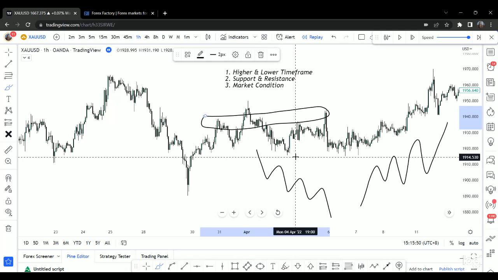Third point is basically market condition. Do not try to identify the direction of a market, or try to sell resistance, buy support without understanding the condition. Because if the market condition is presenting range bound, you should sell resistance, buy support, and rinse and repeat the process again and again and again until the range is broken.